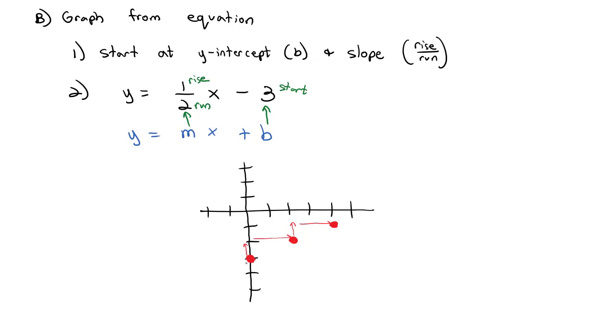I could even go backwards 1 and backwards 2. As long as I go backwards on both of them, I'll get another point. And you start to see how these dots all come out to a perfect line with each other. And there is the graph from the equation.